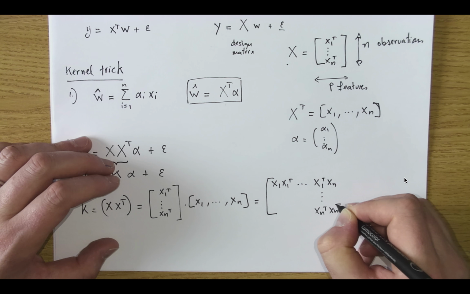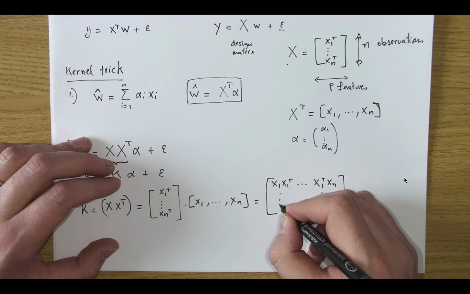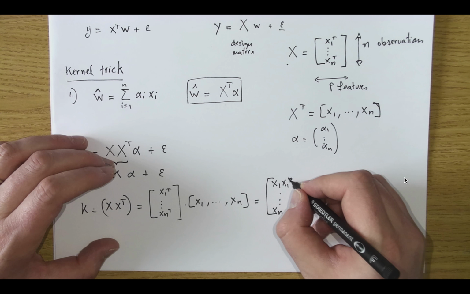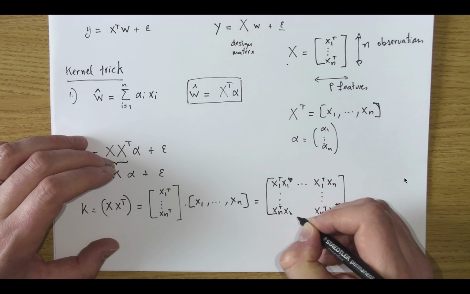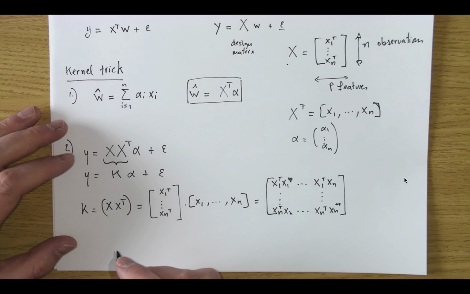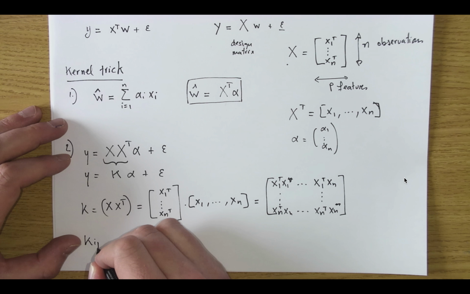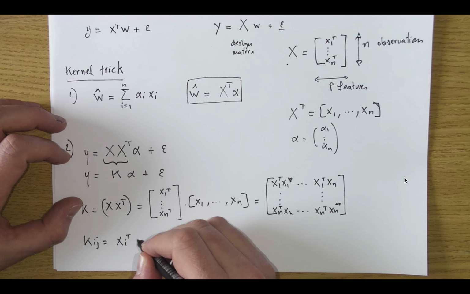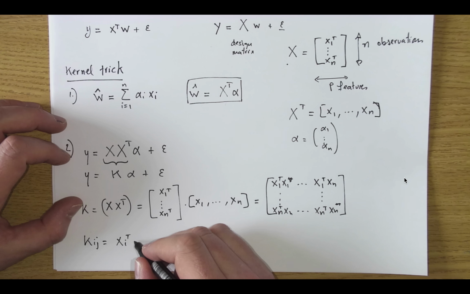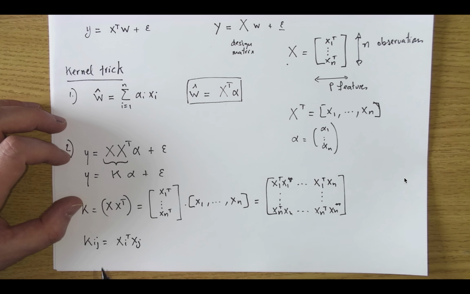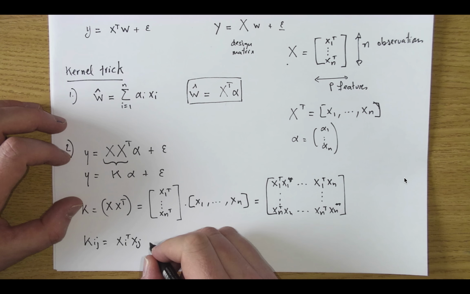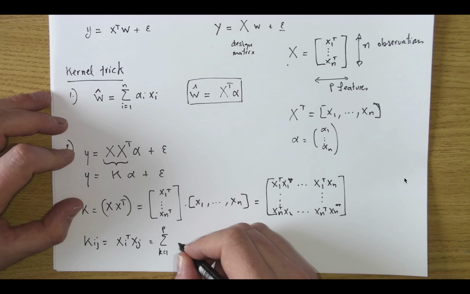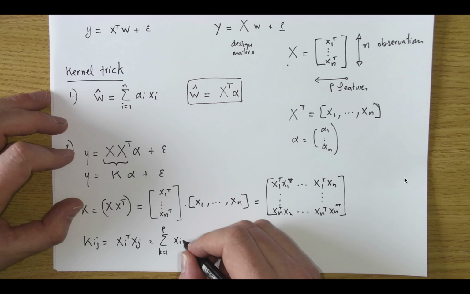Each of the entries of that matrix is a scalar number, and that scalar would be x_i transpose x_j. So it's the scalar product between these two feature vectors, or we can write it this way directly.